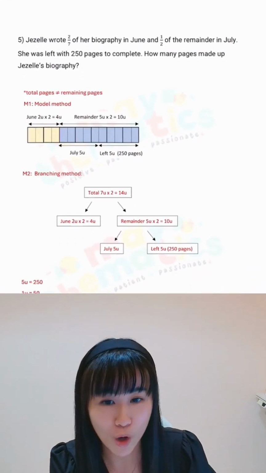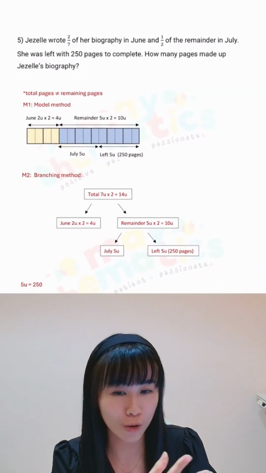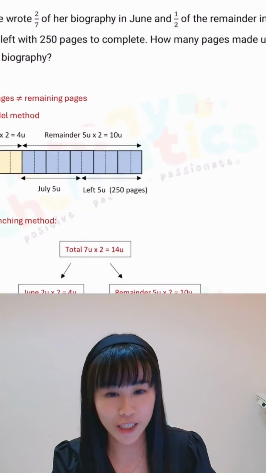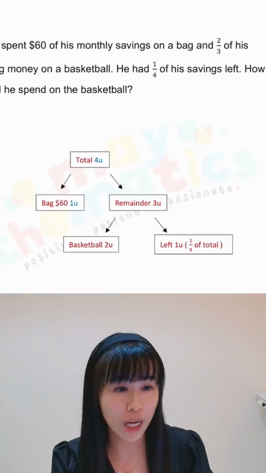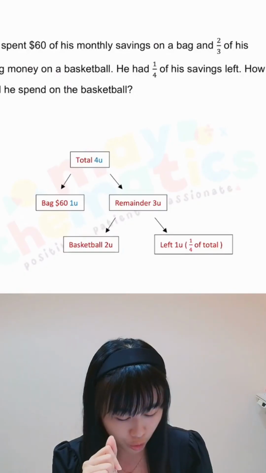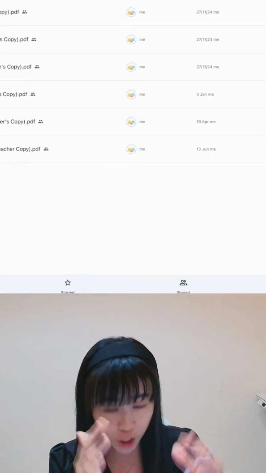You see, method 1 model, method 2 branching, because I know some of you prefer model, some of you will prefer branching. Okay, so we will teach both. And typically for each type we'll at least have 3 practice questions to drill you guys. So this is one branch of fraction that you need to know.